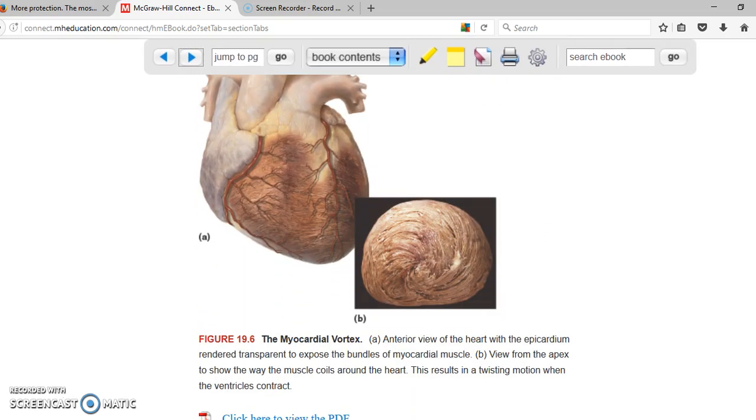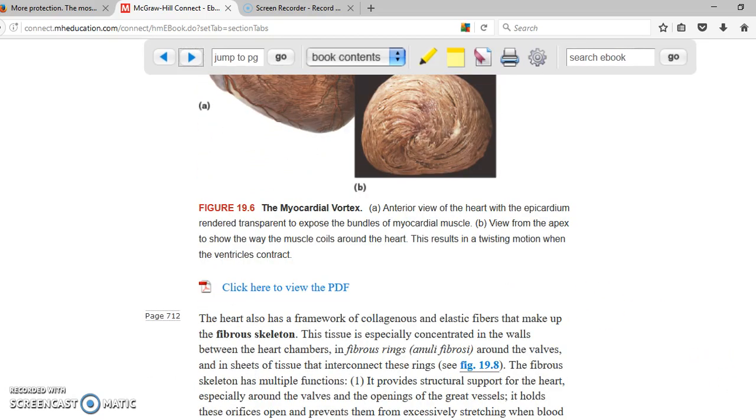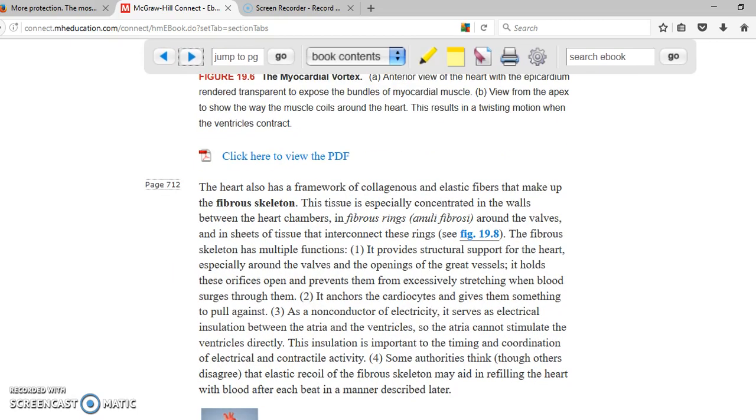So if you scroll down, you can see here the myocardial vortex, which is a characteristic of how the ventricular fibers are arranged. It is called the vortex, and it shows that when the heart contracts, it collapses in a way that produces a twisting motion when you pump the blood outside the heart. So it's just some information that you need to know. There's not much to say about that.